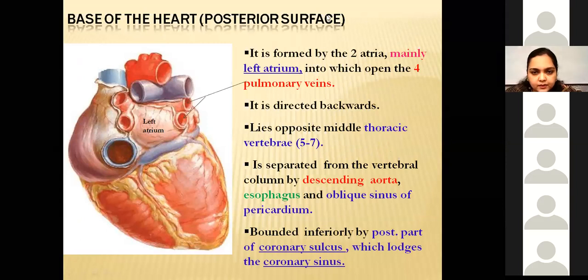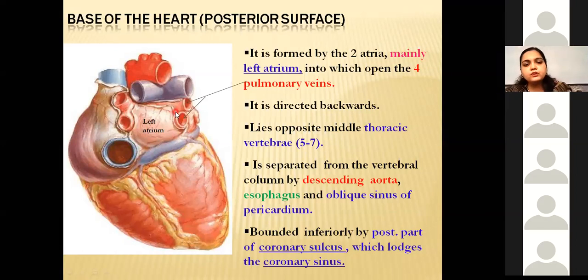Now come to the base of the heart. The base of the heart is formed by the left atrium. This is called the base of the heart, mainly formed by the left atrium, where the pulmonary veins open. The four pulmonary veins carry the oxygenated blood, open here, and then it goes into the left ventricle. This base lies opposite the thoracic vertebrae, 5th to 7th.